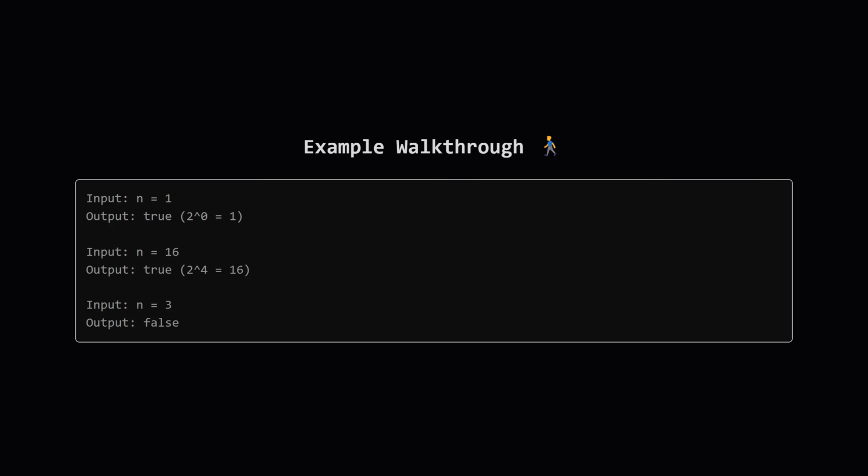The examples on Leetcode make this pretty clear. If the input is 1, the answer is true, since 2 to the power of 0 is 1. If the input is 16, that's also true, because it's 2 to the power of 4. But if the input is 3, that's false. There's no whole number we can use as an exponent for 2 that will give us 3.